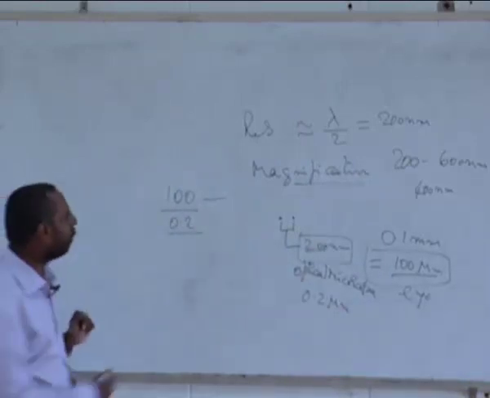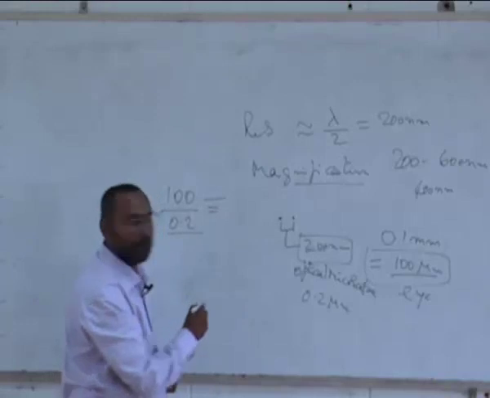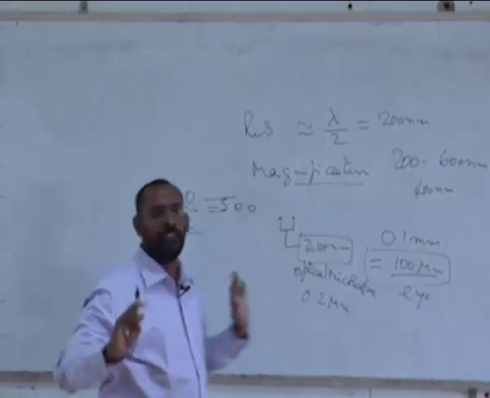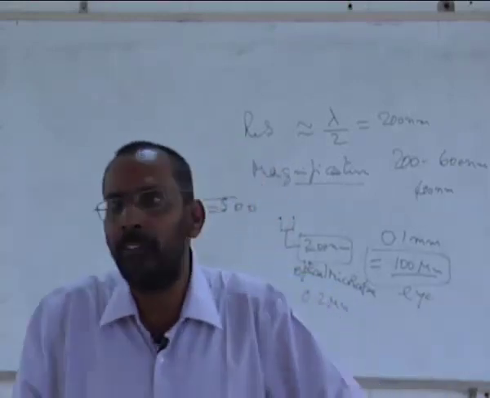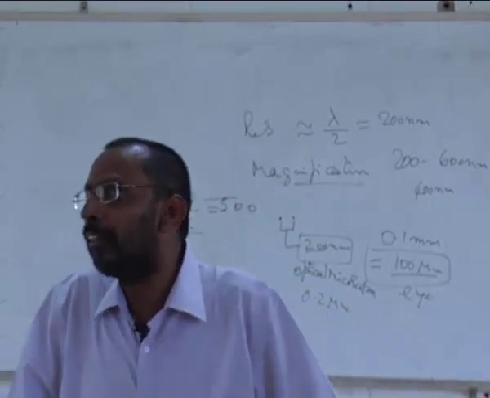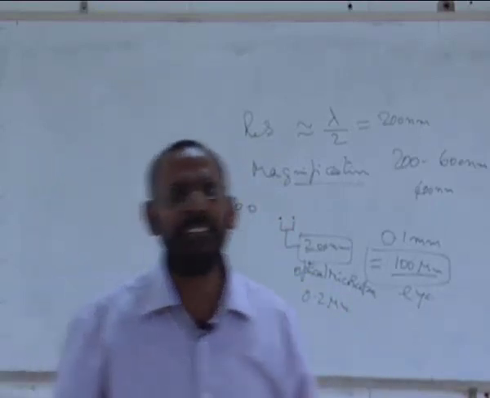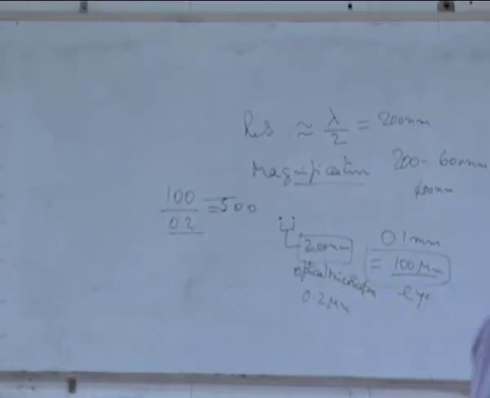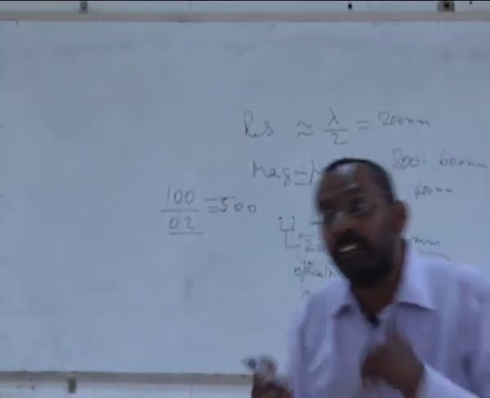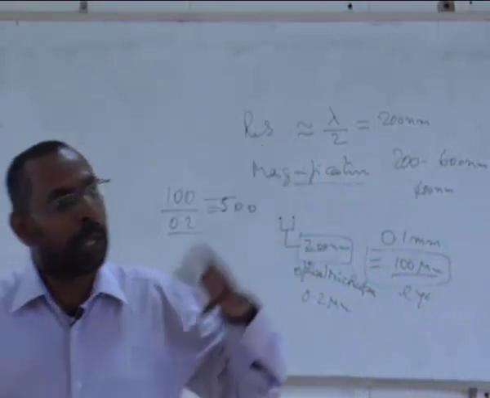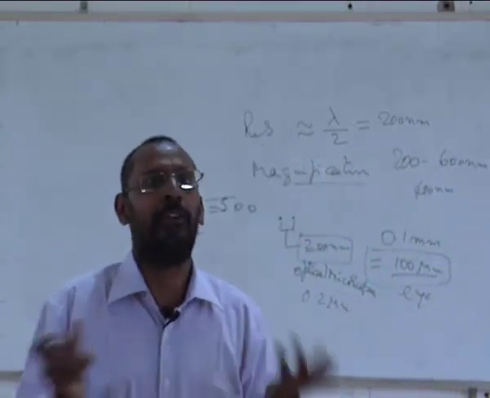What is this value? 100 divided by 500. That is the magnification that I need. If I use any magnification higher than that, we call that an empty magnification, because I am unnecessarily magnifying. I am not getting any additional benefit out of this, excepting that the features are becoming bigger, but the resolution is not changing. Feature becoming bigger is different from resolution.